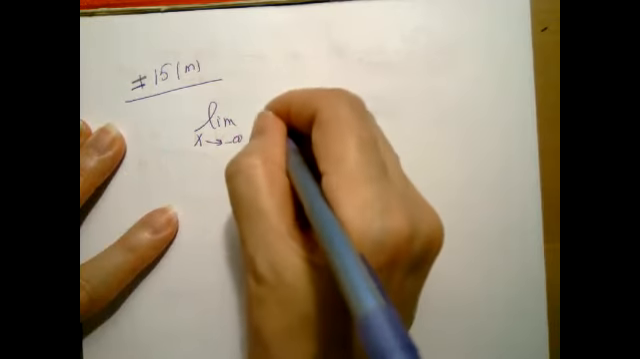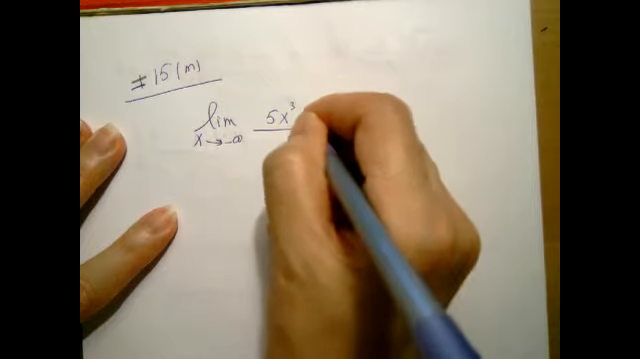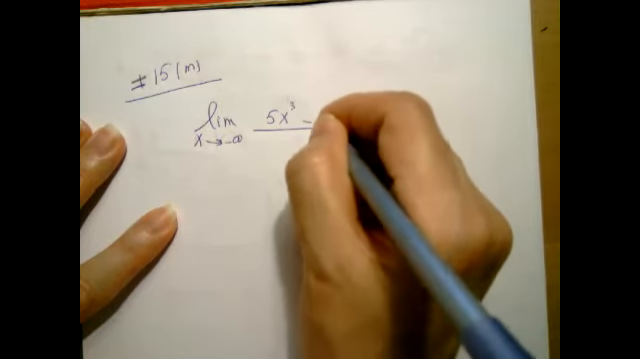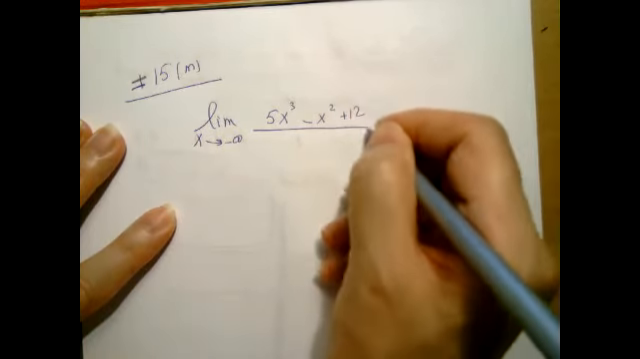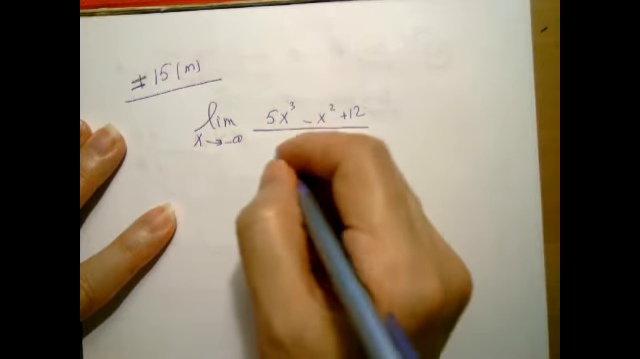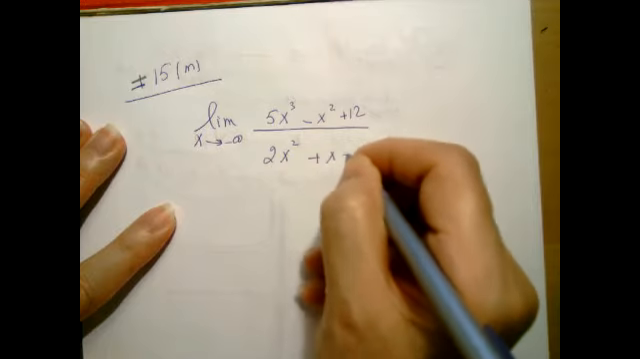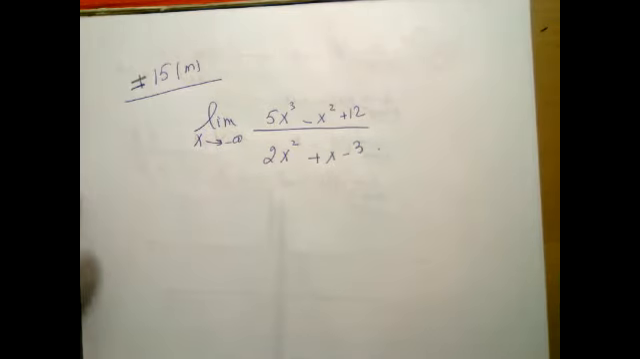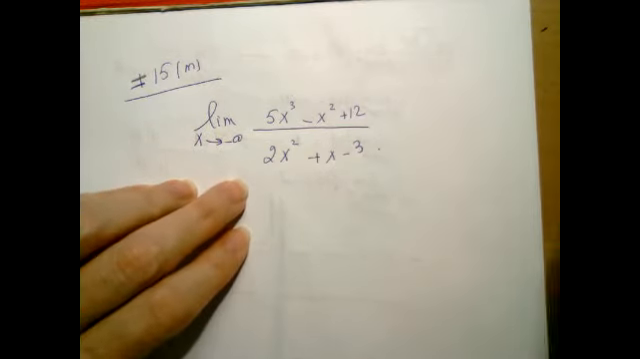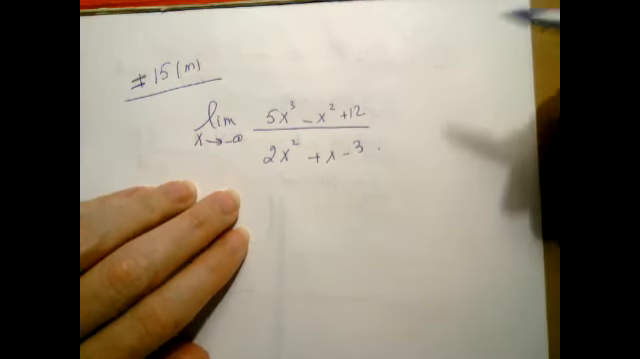So we need to find the limit as x goes to minus infinity of the following: 5x to the power 3 minus x squared plus 12 over 2x squared plus x minus 3. Okay, all right, so let's do that. First we analyze. You don't jump. You don't just say, okay, I factor. No, I divide. You analyze.